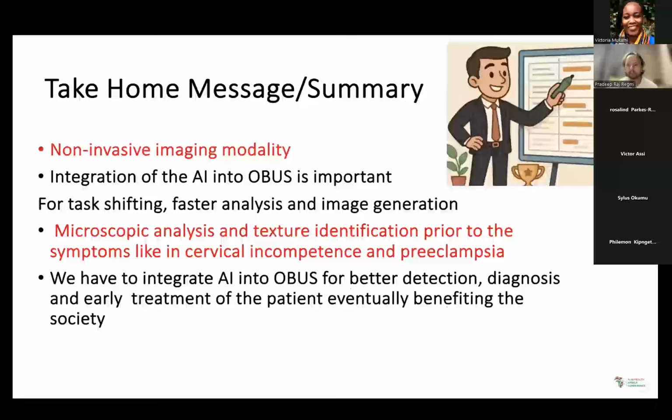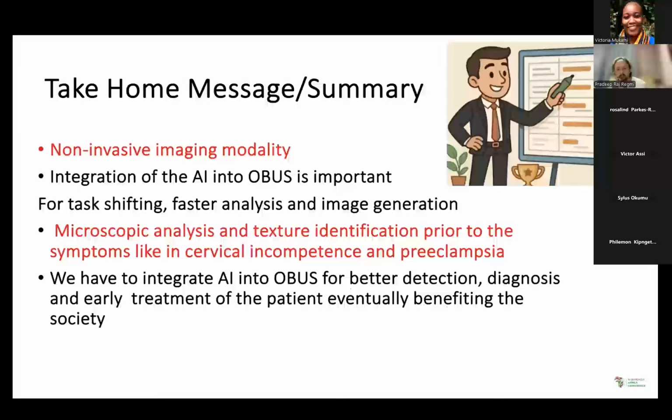our clinical ultrasound. So coming to my last slide, ultrasound is a non-invasive imaging modality and operator dependent. Integration of AI definitely helps in obstetric ultrasound, for task shifting, faster analysis and image generation, and even microscopic analysis or texture identification in cases like cervical incompetence or preeclampsia.